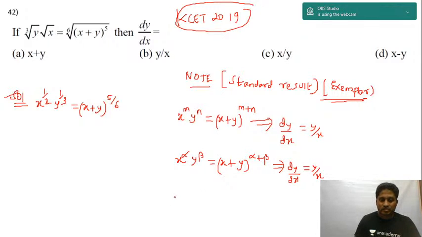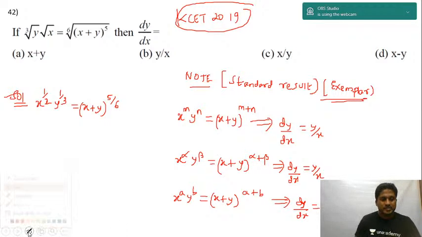Okay, and then x to the power of a and y to the power b is equal to (x plus y) whole to the power of a plus b. Then still you get dy by dx is equal to y upon x only. Did you understand, guys? Everybody on the platform, are you able to understand? So basically x power constant, y power constant is equal to (x plus y) whole power sum of constants. You get dy by dx is equal to y upon x only.